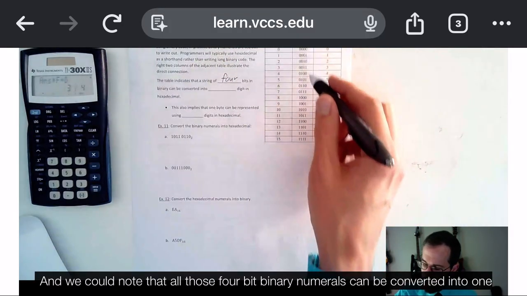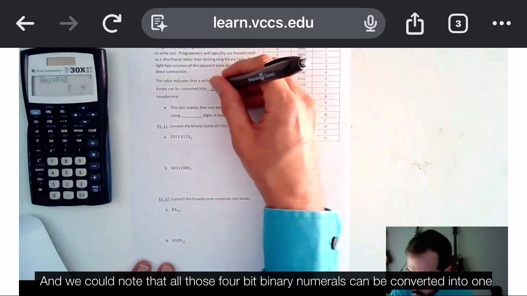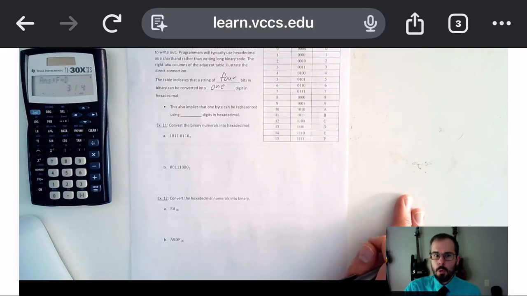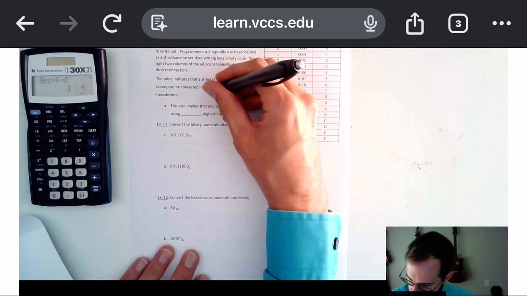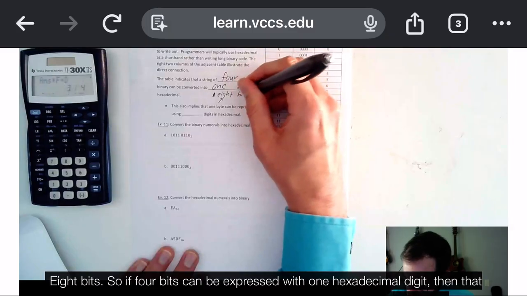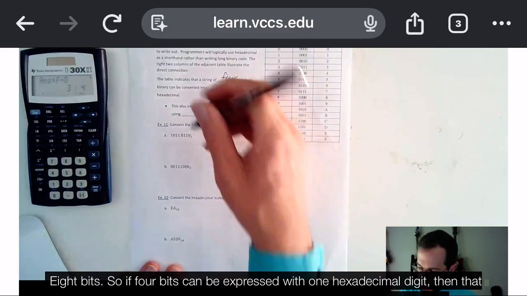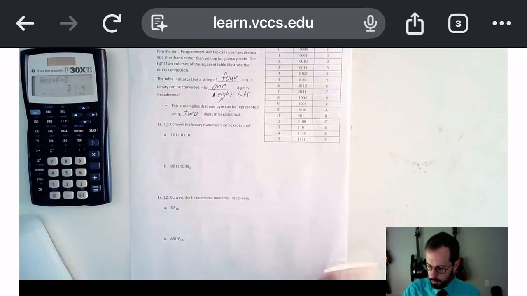And we could note that all those 4-bit binary numerals can be converted into 1 digit in hexadecimal. So hexadecimal is basically like 4 times as compact in terms of expressing information here than binary is. So remember, 1 byte from the last section we talked about was 8 bits. So if 4 bits can be expressed with 1 hexadecimal digit, then that means 8 bits can be expressed using 2 digits in hexadecimal. So let's do a couple of examples like that.